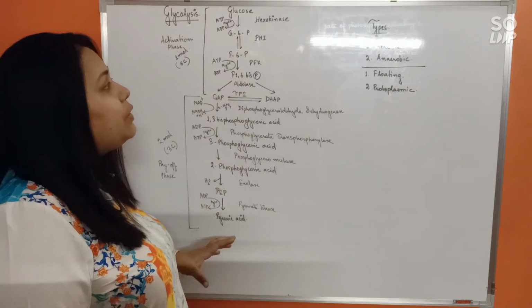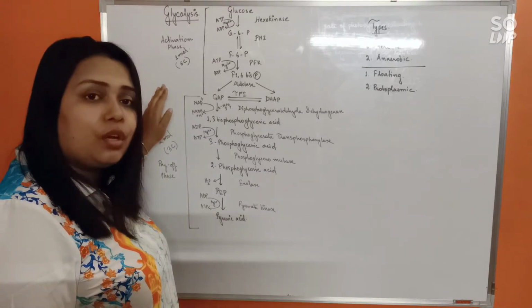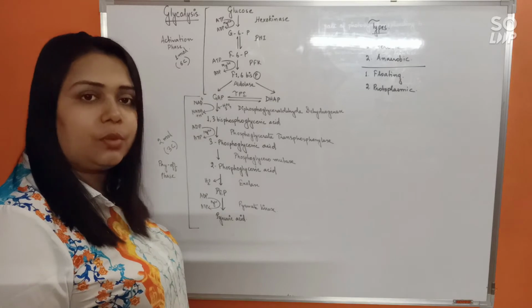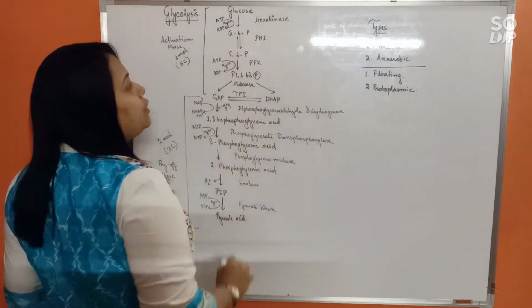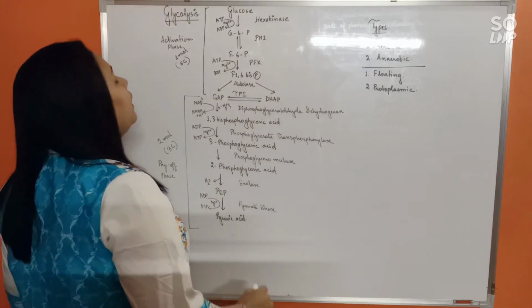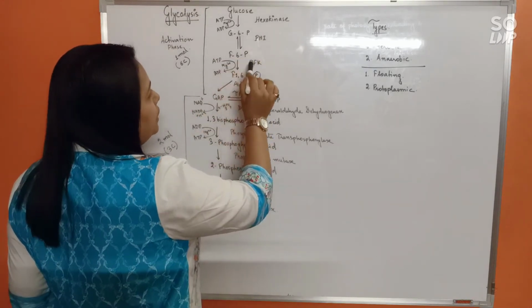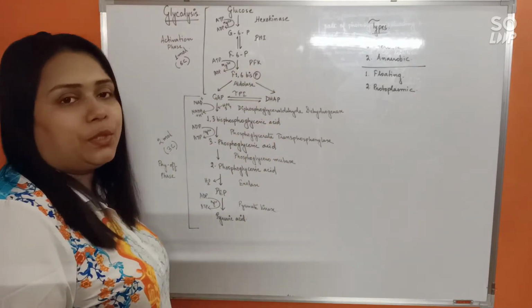Okay, that's what you will see, that in the activation phase, ATP will be used, whereas in the payoff phase, ATP will be produced. Now, the enzyme for this conversion is hexokinase. Now, glucose 6-phosphate would be isomerized to fructose 6-phosphate under the enzyme phosphohexose isomerase.